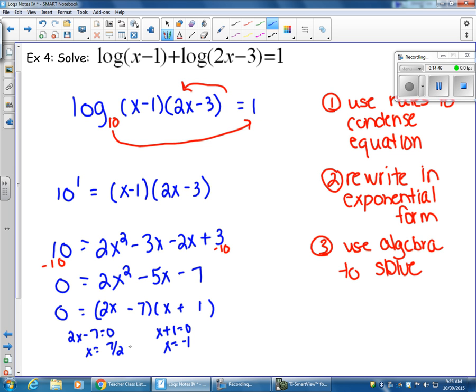7 halves, so 3 1/2. 3 1/2 minus 1 is positive. 2 times 3 1/2, 2 times 7 halves, right? So checking this one, 2 times 7 halves would just be 7. 7 minus 3 is positive. So 7 halves would make this positive and this positive, so it works. If 7 halves made this work, but it didn't, let's say here it made it negative, then it doesn't work. So if it doesn't work for one part, it doesn't work at all. It's not part of the solution. So we're not going to accept that answer and just keep this one.